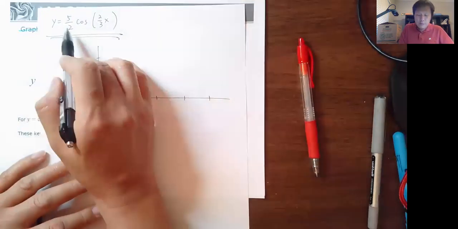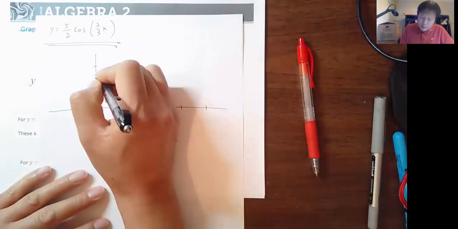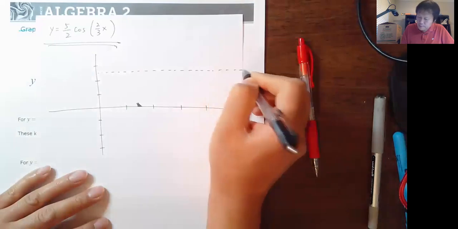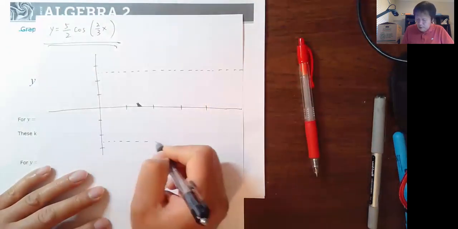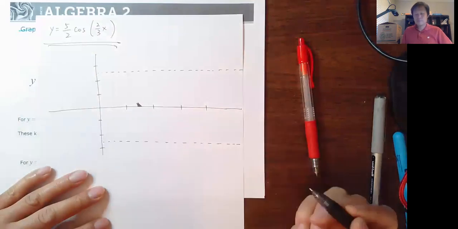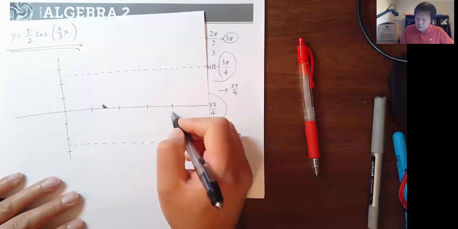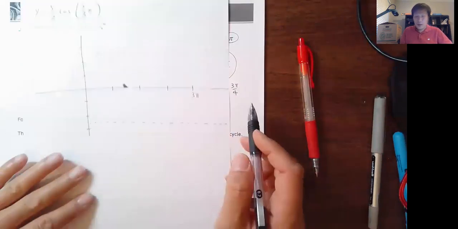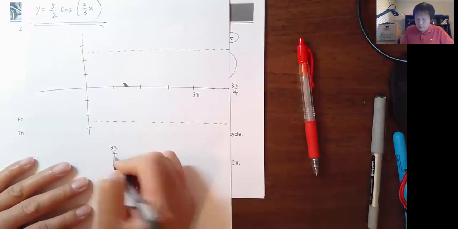Okay, so amplitude is 5/2, which is 2.5. So you go 2.5. Maximum line is up here. Minimum line, 2.5 down, is here. Period was 3 pi, so the fourth tick mark is 3 pi. One tick mark, we calculate, is 3 pi fourth.